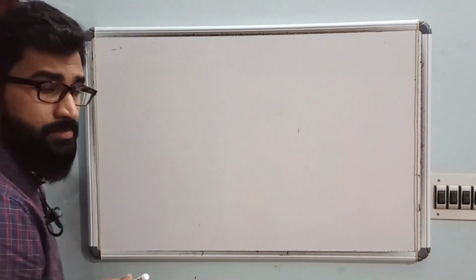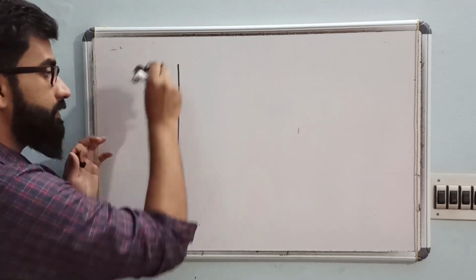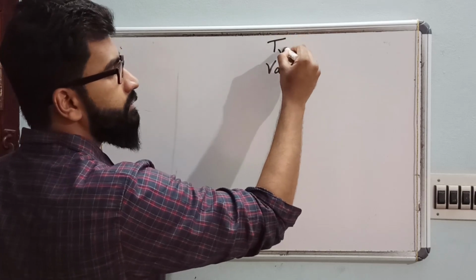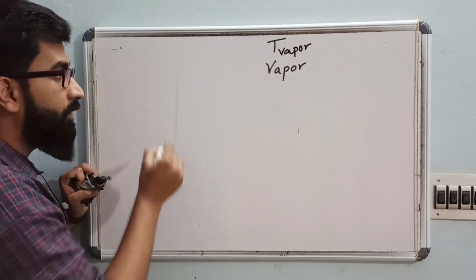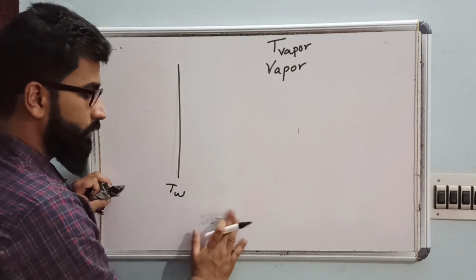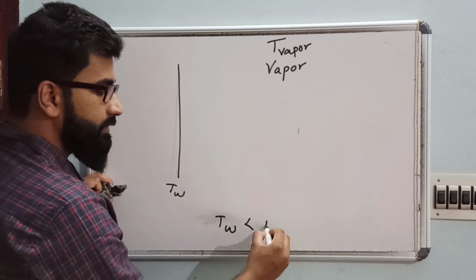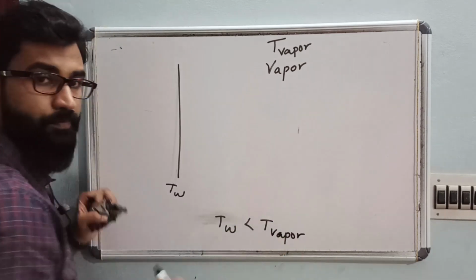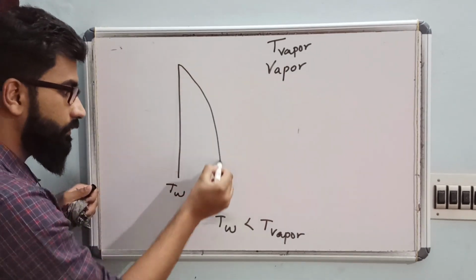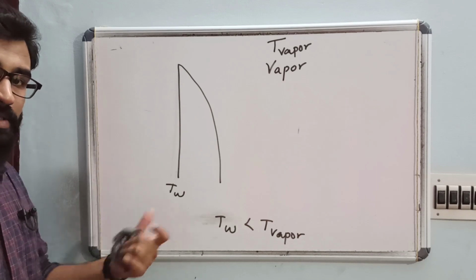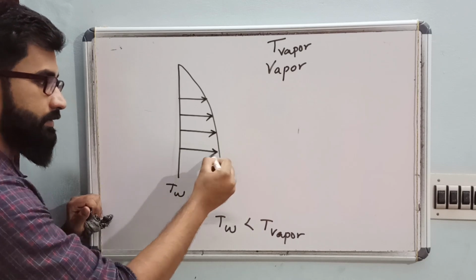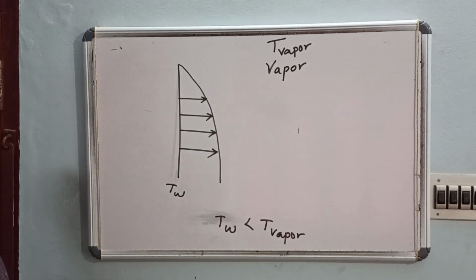So what is the reason? I hope you know what condensation is. You have a saturated vapor here, so the temperature of the vapor is T vapor. Now we are bringing a solid surface whose wall temperature is less than the temperature of the vapor. Clear? So this is the meaning. So what will happen? This vapor will condense on this wall. Whenever the vapor is condensing on this wall, you can see the thickness of the film is increasing. Clear? So this is your condensation basics.